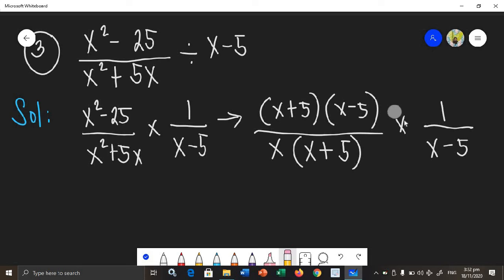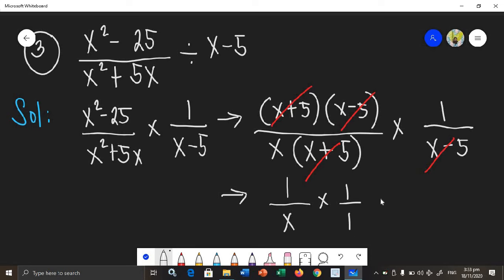So now that everything is settled, cancel out common factors. Okay? Don't be confused with the x as the variable and x as the operational sign. So I can cancel out x plus 5 in the numerator and x plus 5 in the denominator. I can also cancel out x minus 5 here and x minus 5 here. So, rewriting the remaining factors, in this part, we have nothing. So, that is equal to 1 over x, times 1 over 1.